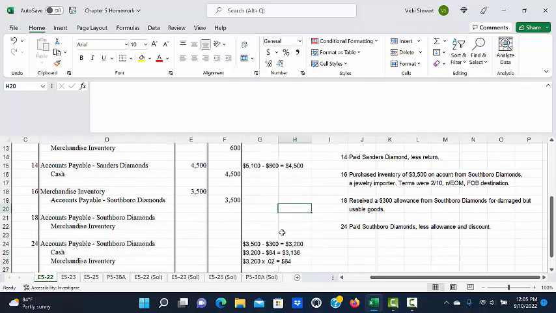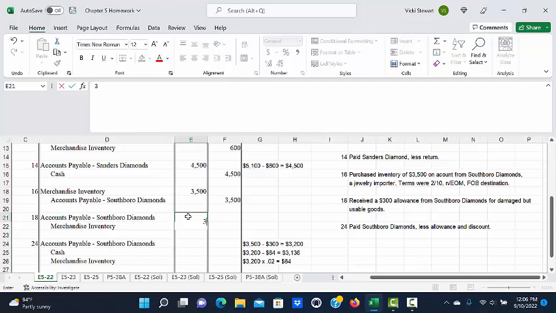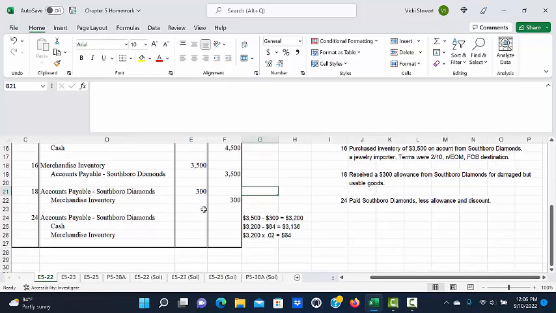On the 18th, we received a $300 allowance from Southborough Diamonds for damaged but usable goods. So to record this transaction, we would debit accounts payable, Southborough Diamonds, for $300 and we would credit merchandise inventory for the same amount. Then on the 24th, we paid Southborough Diamonds less the allowance and the discount. So this time we did make the payment within the discount period.